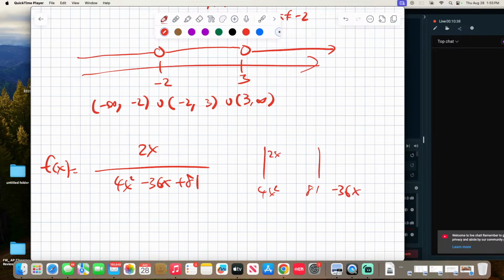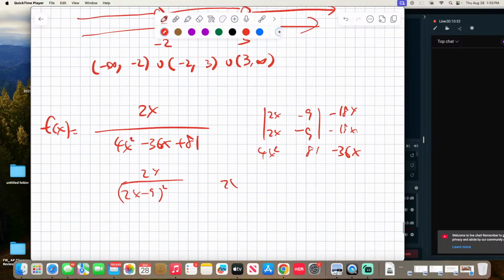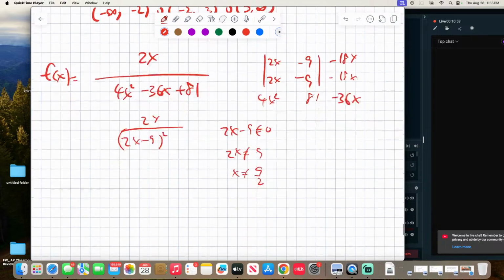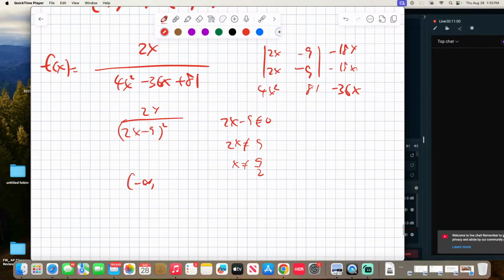So it's just 2x times 2x, 9 and 9. And this is 18x, and this is 18x, and this is a minus. So it'll be 2x over (2x minus 9) squared. So basically 2x minus 9 cannot equal 0, 2x cannot equal 9, x cannot equal 9 over 2. So it's negative infinity to 9 over 2, union from 9 over 2 to infinity. Is that okay?